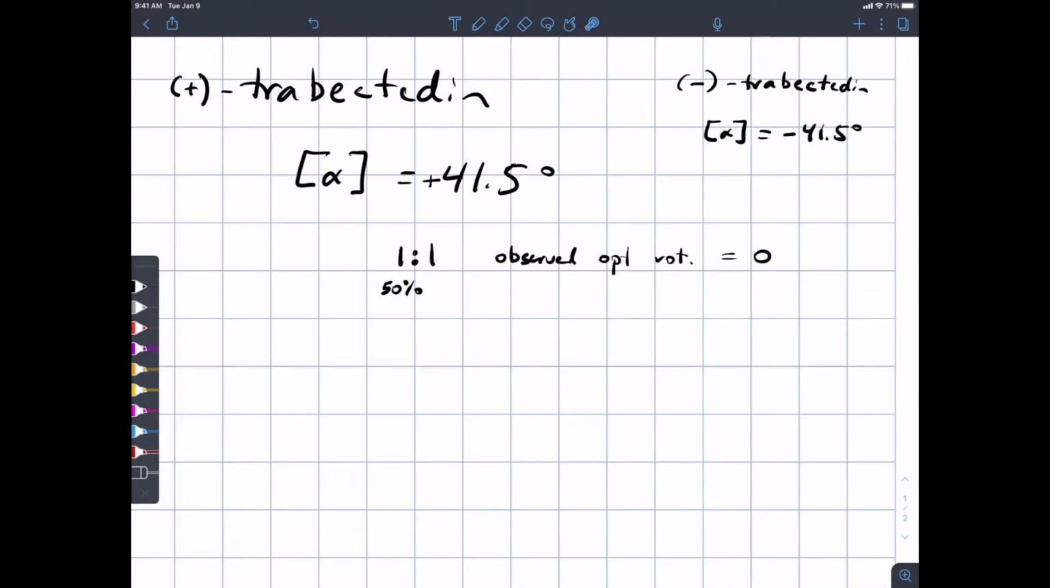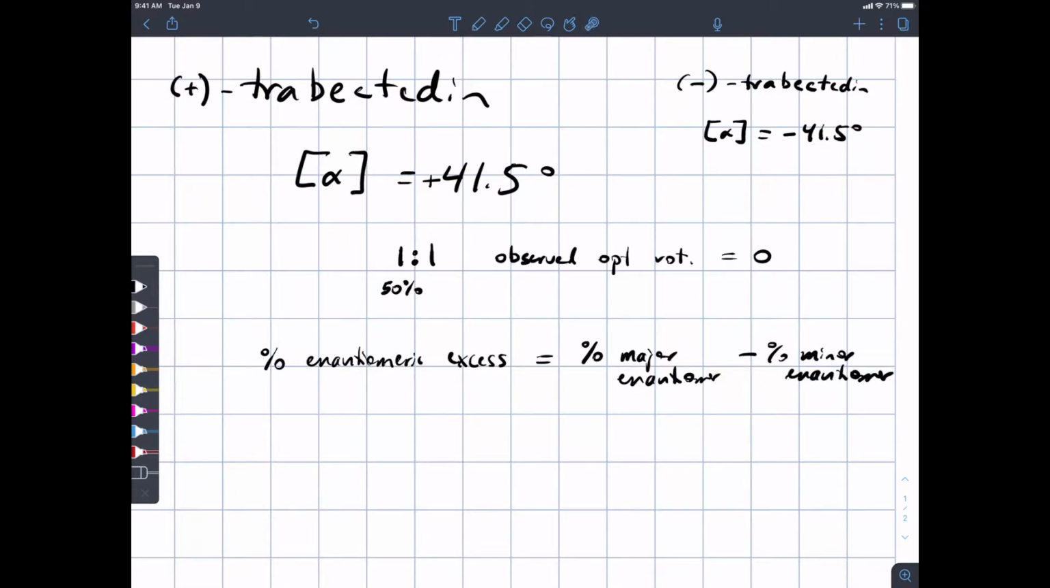So we're going to define a term called percent enantiomeric excess, and that's going to equal the percent of the major enantiomer minus the percent of the minor enantiomer.